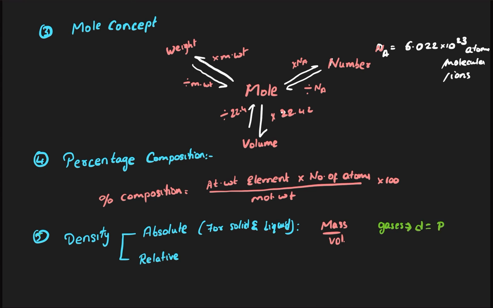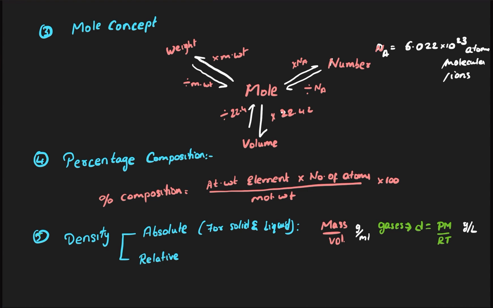D is equal to PM divided by RT. So P is pressure and M is the molar mass, R is the universal gas constant, and T is the temperature. So this is the formula for gases. The unit of density is gram per ml, and here it is gram per liter when you solve from there. Okay, so that is the entire concept.